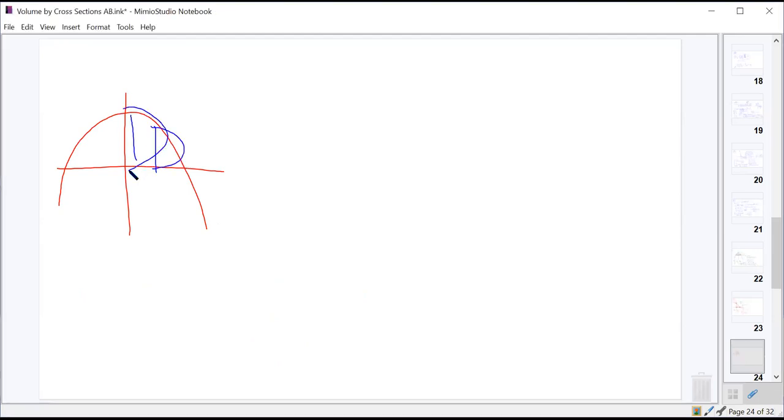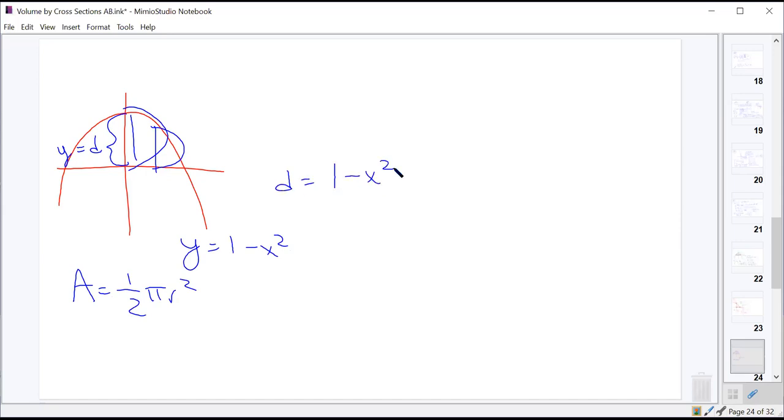Well, the semicircle, right? 1 minus x squared. So if they're semicircles, that means that the area of each one should be 1/2 pi r squared. Good with that? Yeah. Then we've got to find the radius. Well, we'll note that the diameter is however high up y we go. So the diameter is 1 minus x squared. So the radius ought to be half of that.